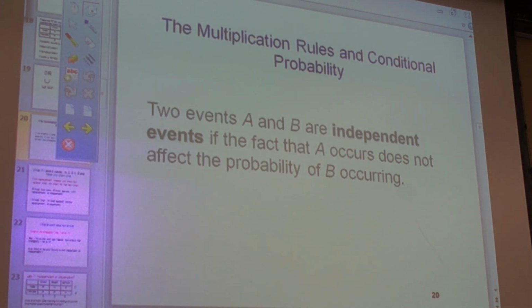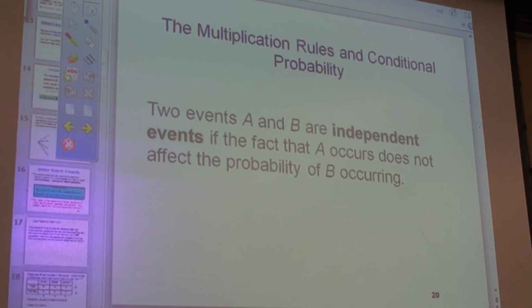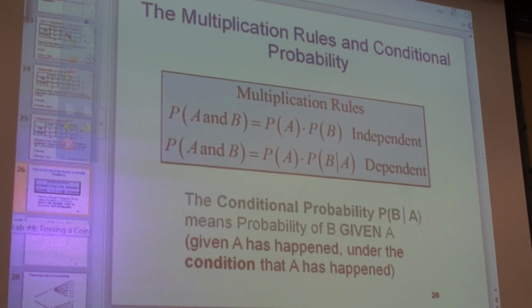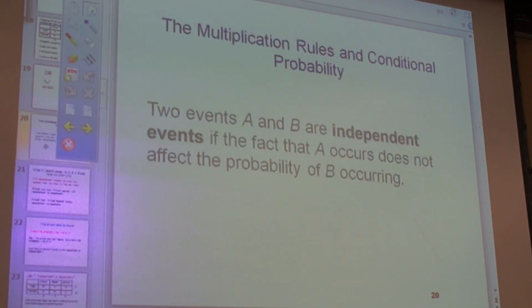But first, I want to talk about... well, I'll show you guys. I guess I won't show you. Oh, here it is. Right, the multiplication rules. "And" means multiply, but we'll get to that in a moment. First, I want to talk a little bit more about the multiplication rules in general.